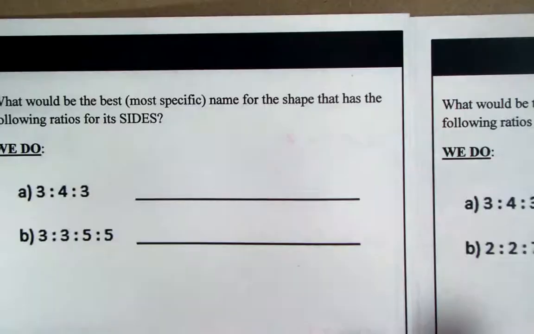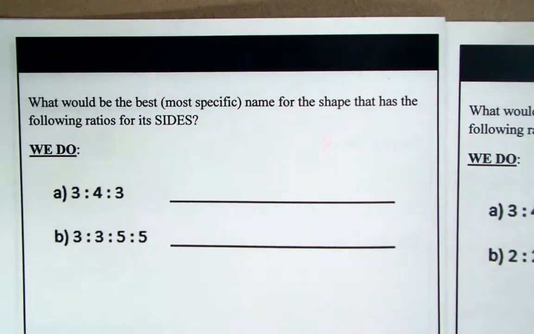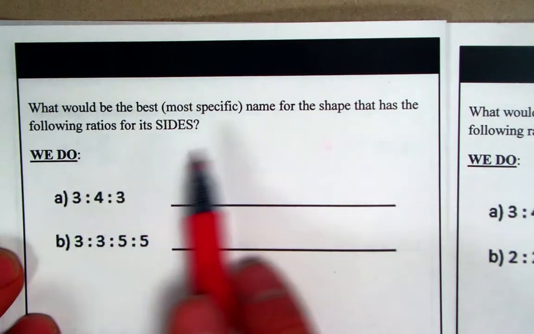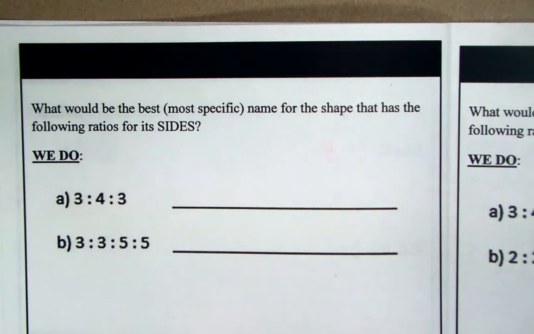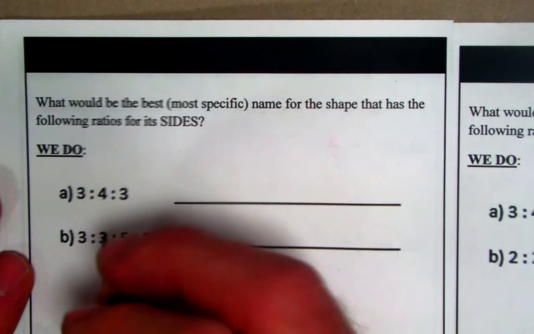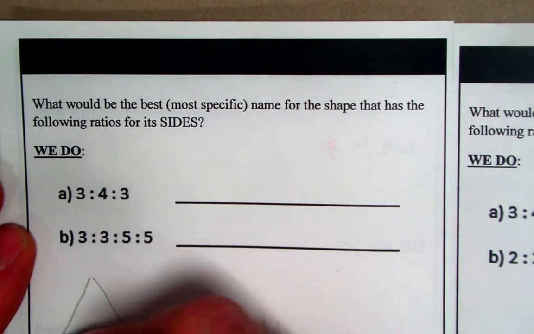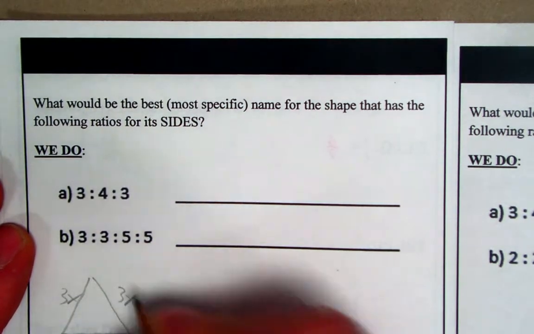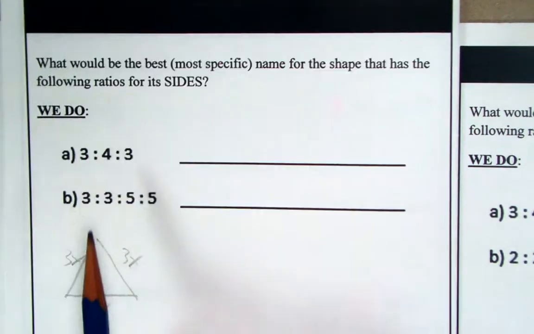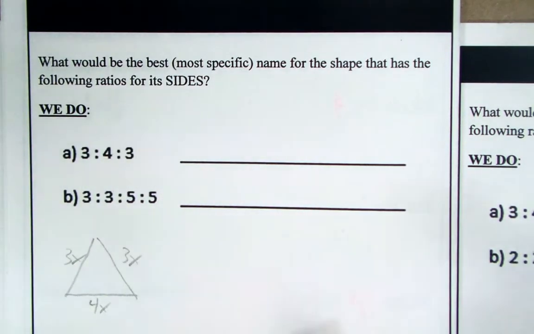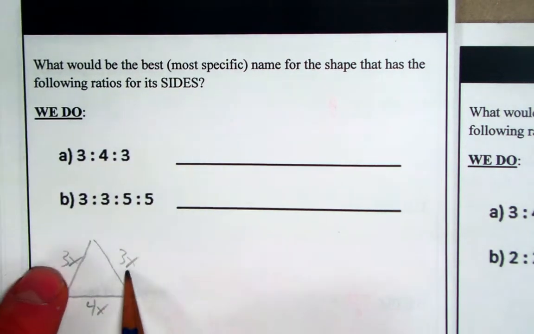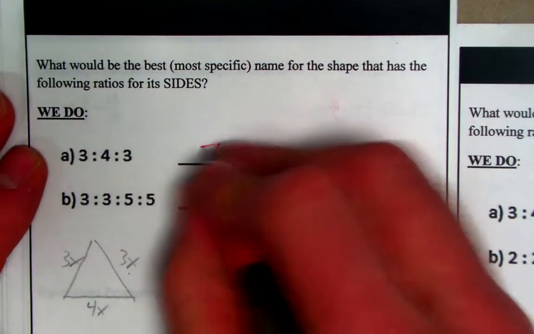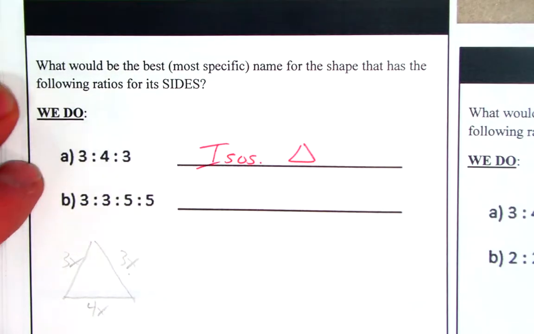All right, we actually didn't get to this in class. Okay, so we didn't get to these last two pages. But I can fill it out here. It says, what would be the best or most specific name for the shape that has the following ratios for its sides? So 3 to 4 to 3. We obviously have to be talking about a triangle with two sides that are the same. You know, maybe it's 3x, 4x, 3x, right? It doesn't mean the sides are 3, 4, and 3, but the ratio is 3 to 4 to 3. But clearly, if the two sides are the same, we know we have to be dealing with an isosceles triangle.